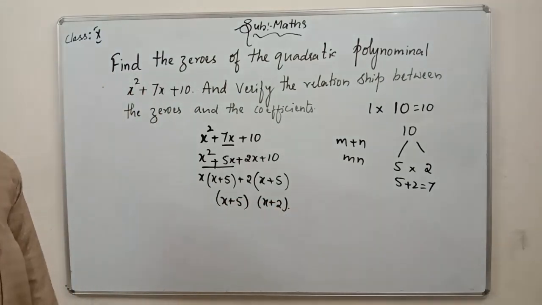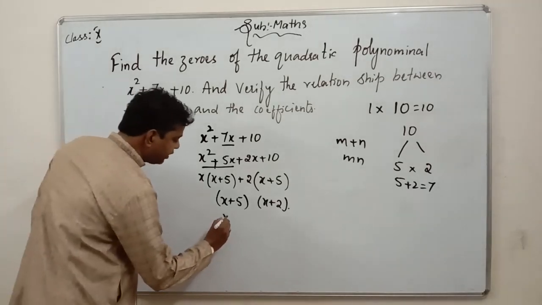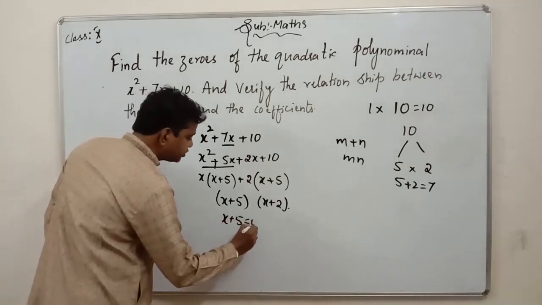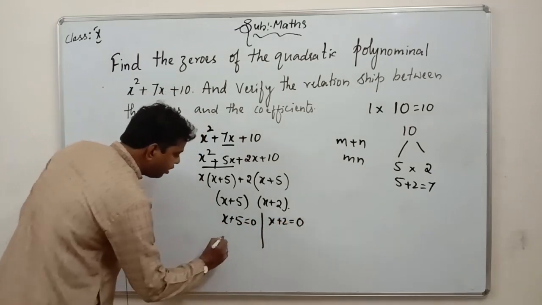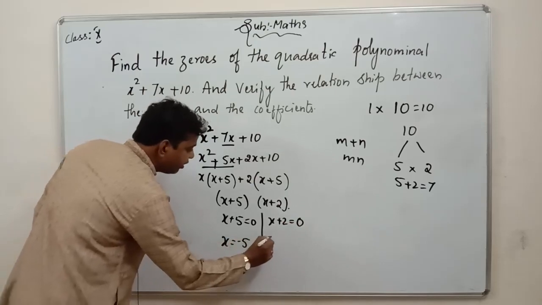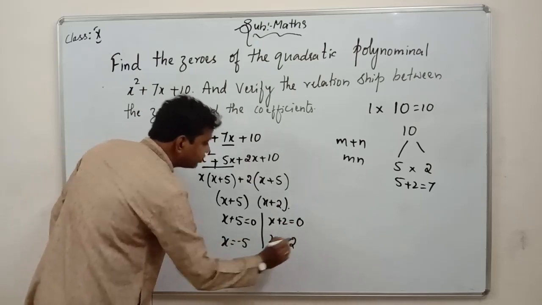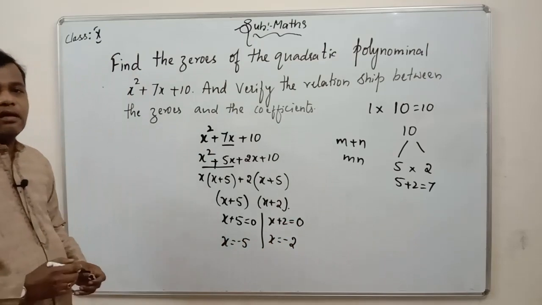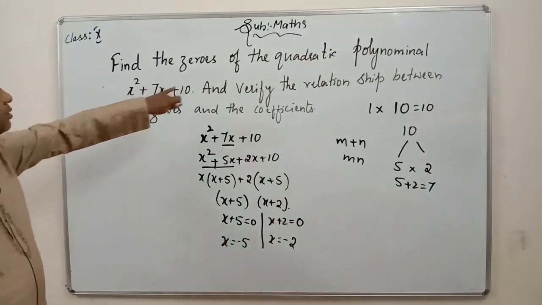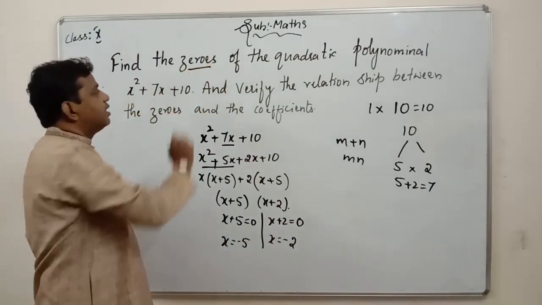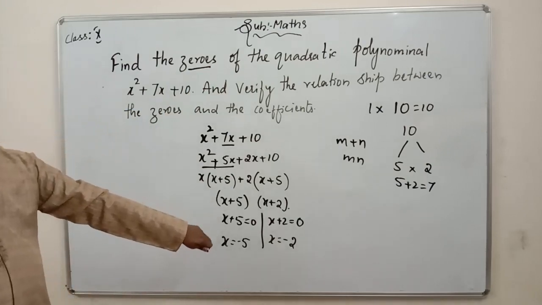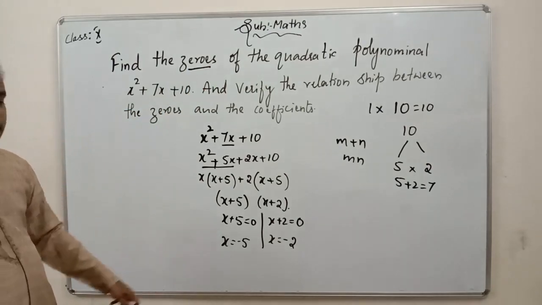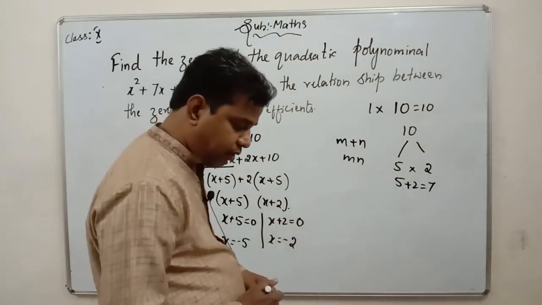So if we convert into zeros of the polynomial, we get x plus 5 equals 0 and x plus 2 equals 0, or x equals minus 5 or x equals minus 2. So these are the two roots of the quadratic polynomial. The zeros of the quadratic polynomial are minus 5 and minus 2.